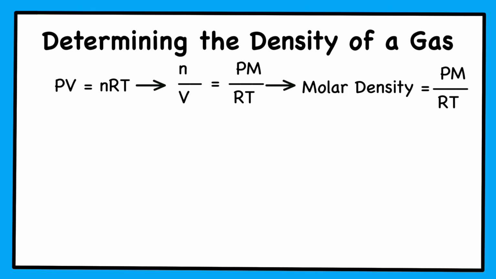If we multiply our molar mass by our molar density, we would get the density of our gas in grams per liter instead of moles per liter. So our finalized density equation would be density equals pressure times molar mass over R times temperature. So let's work a practice problem.